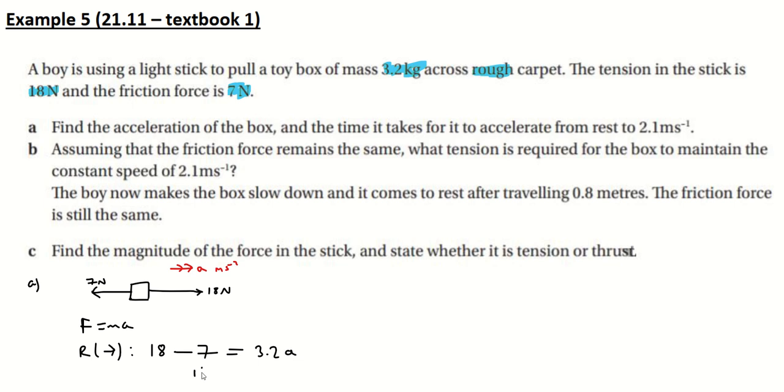So this is an equation we can solve for a. I do 11 divided by 3.2. I will end up with 11 over 3.2 equals a. So a turns out to be 3.4375.